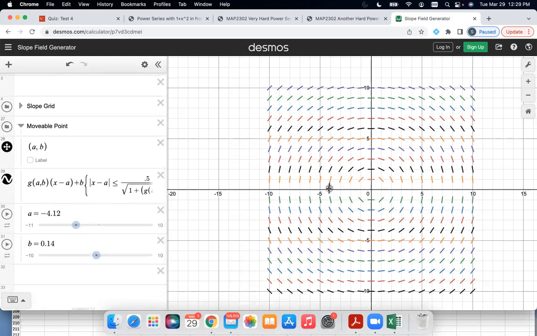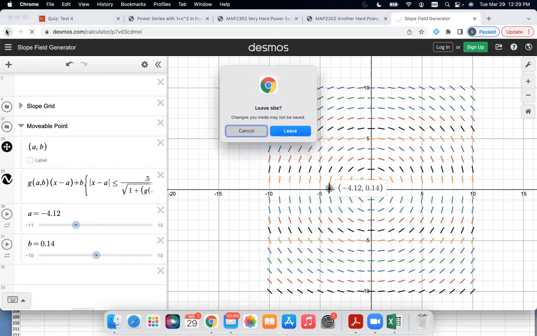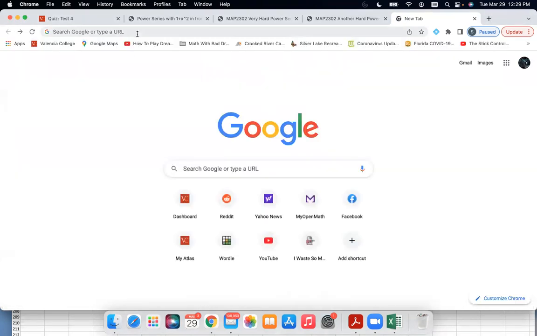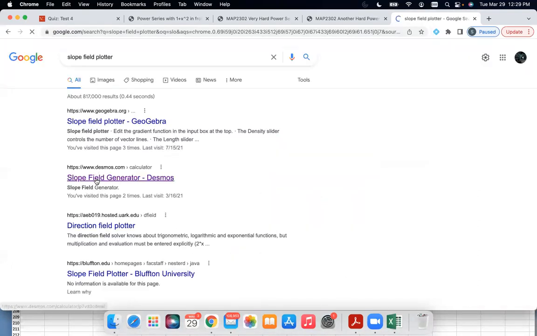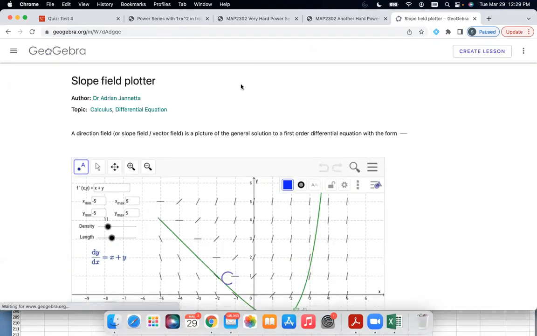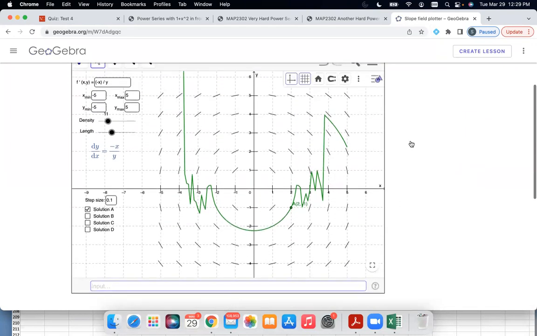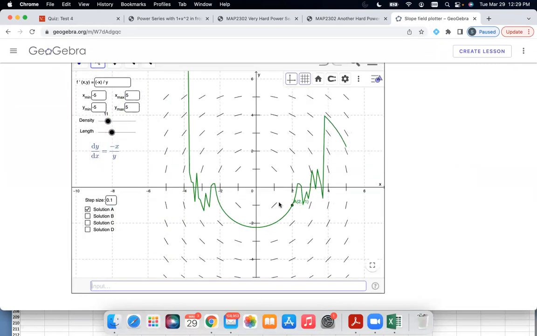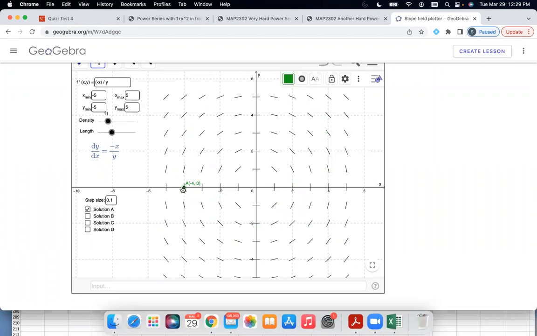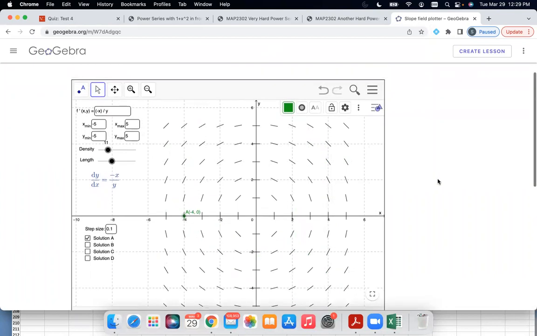I don't know why this is not, maybe it wasn't Desmos, maybe it was the other one that graphs a solution curve. Is it GeoGebra? Yeah, GeoGebra is the one that graphs a solution curve. So this was negative x over y. So I could start with a point at negative 4, 0. Oh, and look, GeoGebra is not going to graph that because my slope is infinite there. It doesn't know what to do with it. Oh, so see, GeoGebra is going to fail me here.